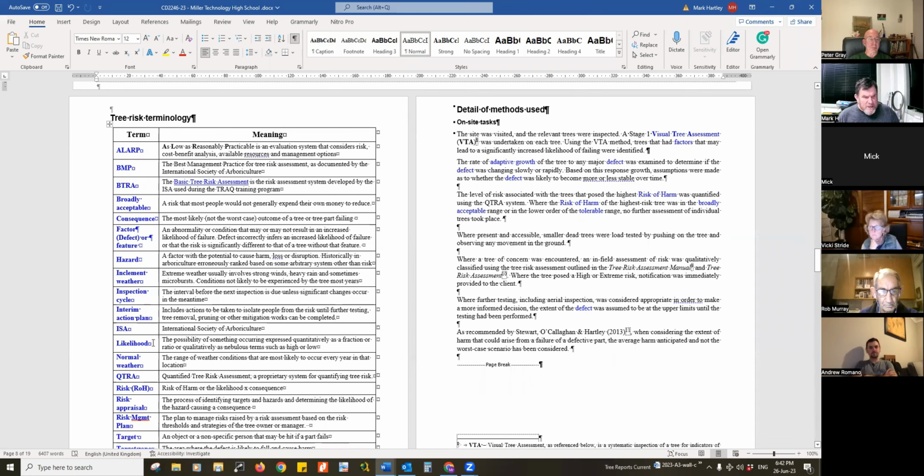Likelihood, the possibility of something occurring. And it's interesting, you'll hear risk words used and misused, and this is one of them. Instead of saying, what's the risk of this part failure? Well, it's not the risk of this part failing. It's the likelihood of this part failing.